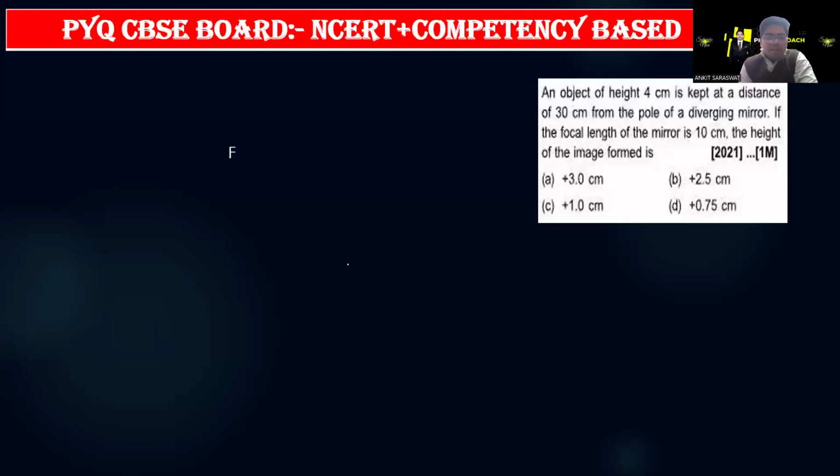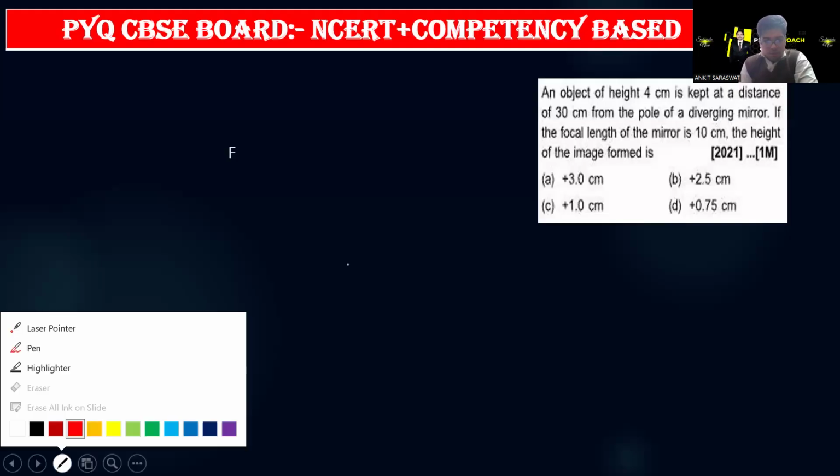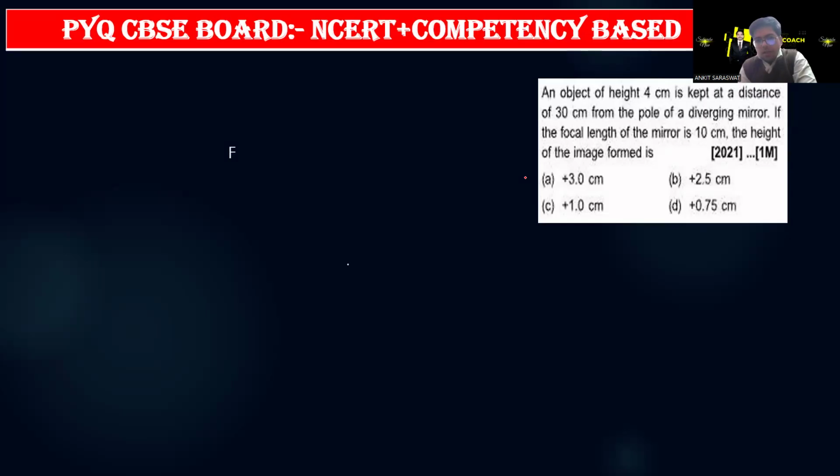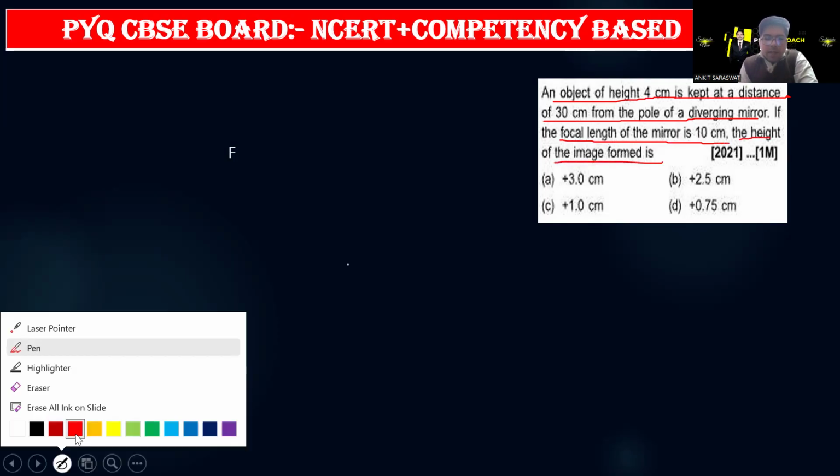So hi everyone. What this question is saying is that an object of height 4 centimeter is kept at a distance of 30 centimeter from the pole of a diverging mirror. Clear? If the focal length of the mirror is 10 centimeter, then what is the height of the image formed? They have already mentioned that it is a diverging mirror.